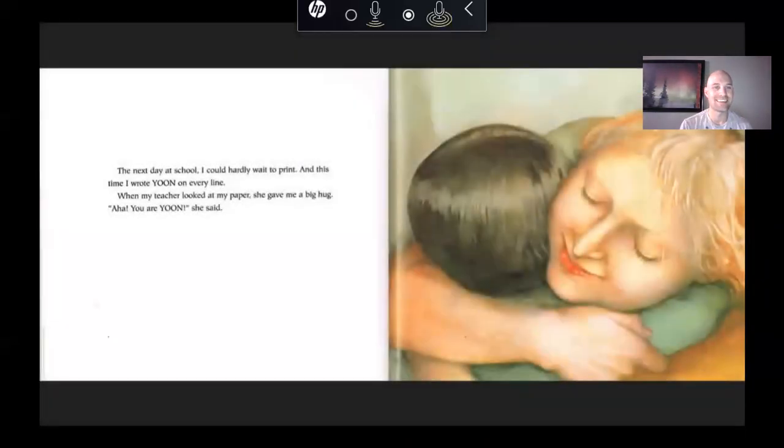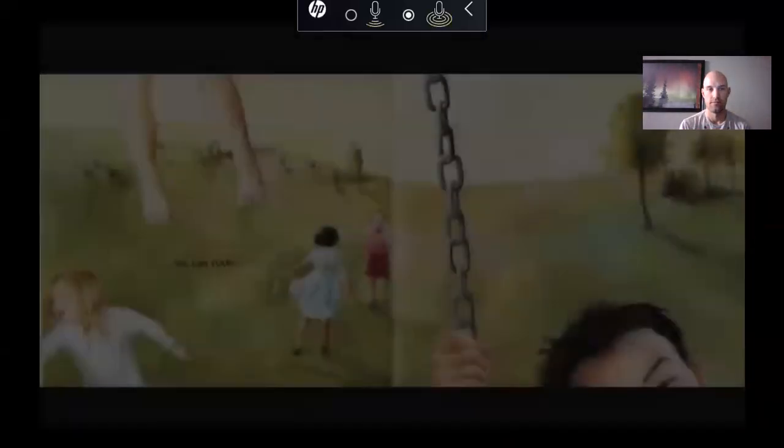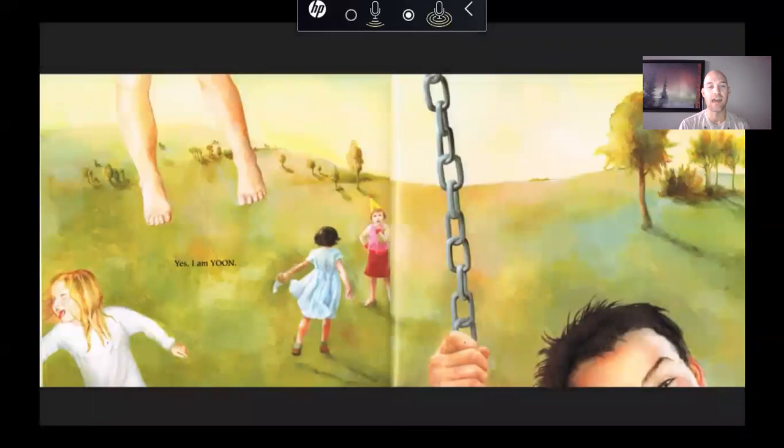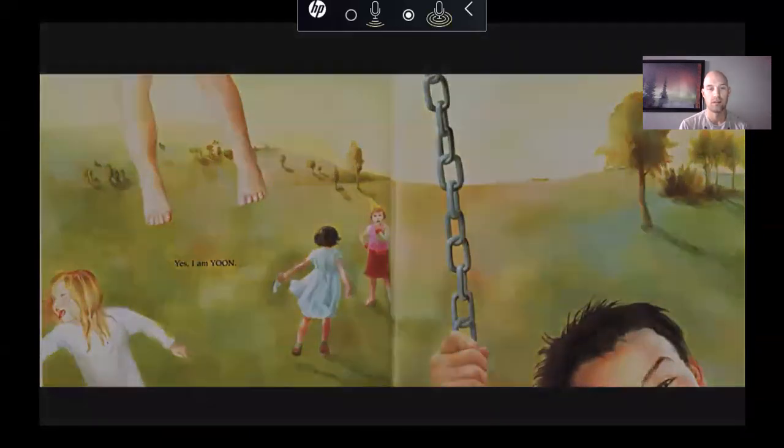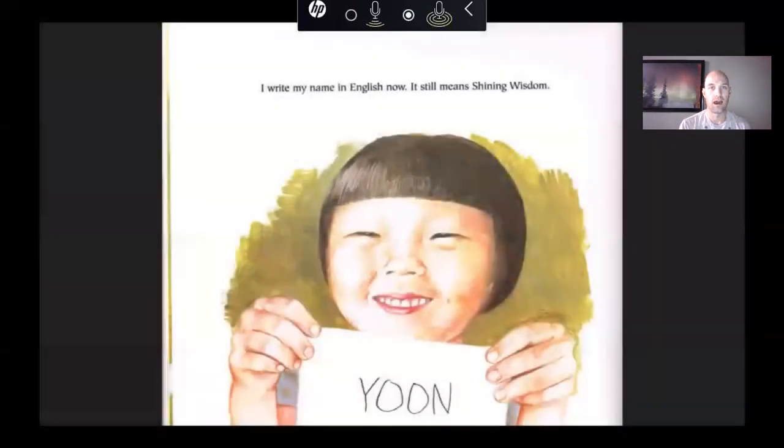Then, the next day at school, I could hardly wait to print. And this time, I wrote Yoon on every line. When my teacher looked at my paper, she gave me a big hug. "Aha, you are Yoon," she said. "Yes, I am Yoon. I write my name in English now. It still means shining wisdom."